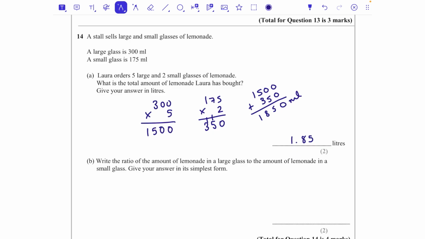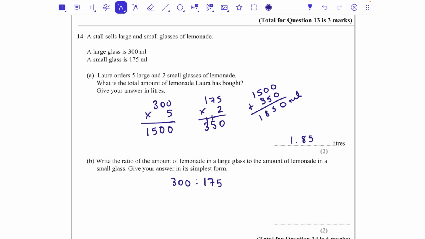For part B, write the ratio of the amount of lemonade in a large glass to the amount of lemonade in a small glass. Give your answer in its simplest form. So we're going to do large glass first, because those words are first in the question, and small glass second. Now we need to think, what times table are they both in? And they are both in the 5 times table. We can tell that because they both end in either a 0 or a 5.